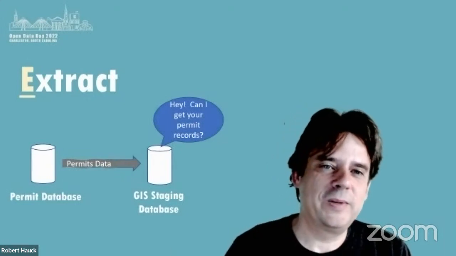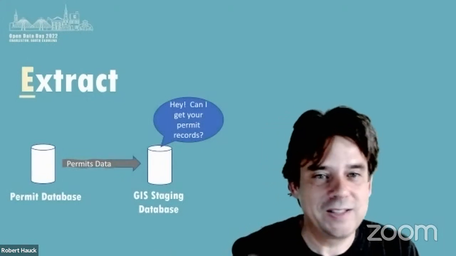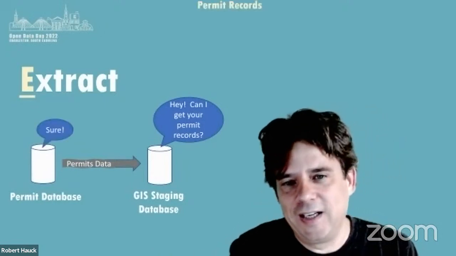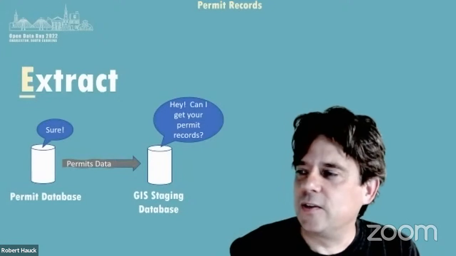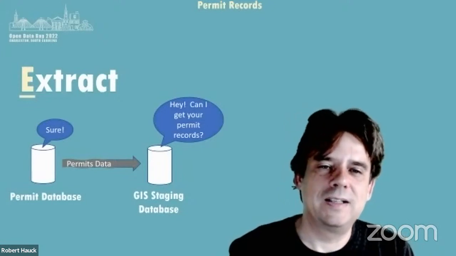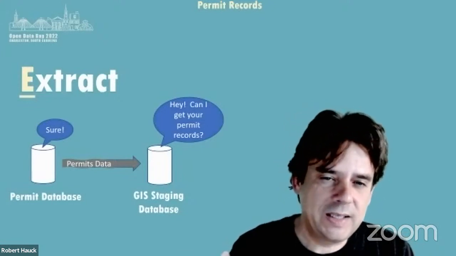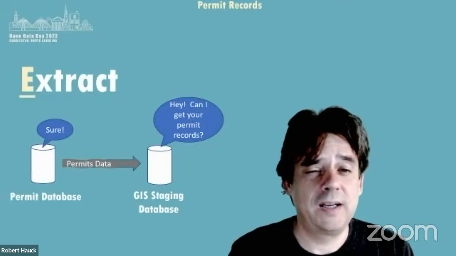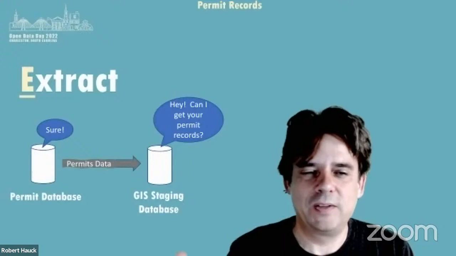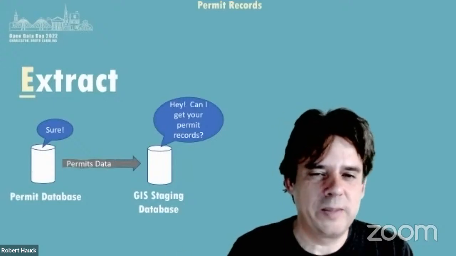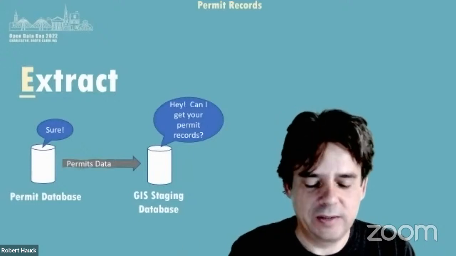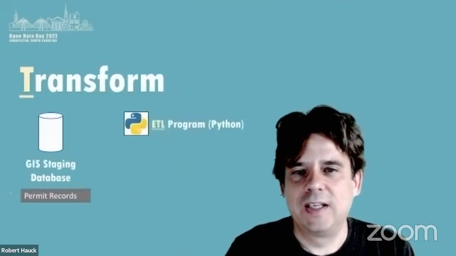So our database asks the permitting database, hey, can I get your permit records? He's pretty nice. He says, sure, and he sends it over. That's our extract. That's getting the data. That data can come from another database, or it can come from something in the cloud. We even have some processes that scrape the text off websites. So the extract part can be lots of different things.